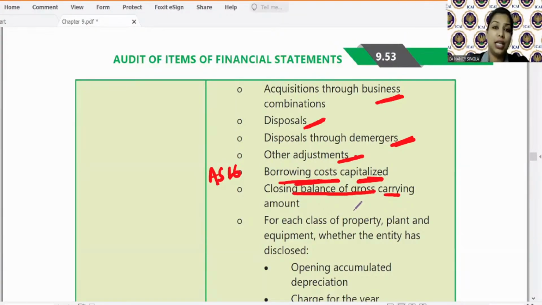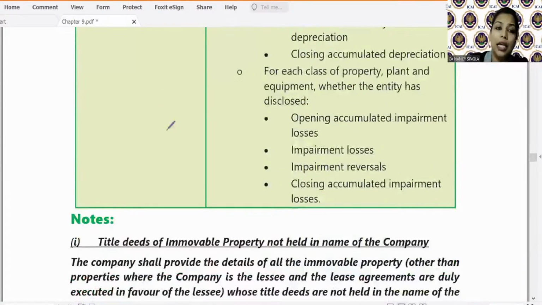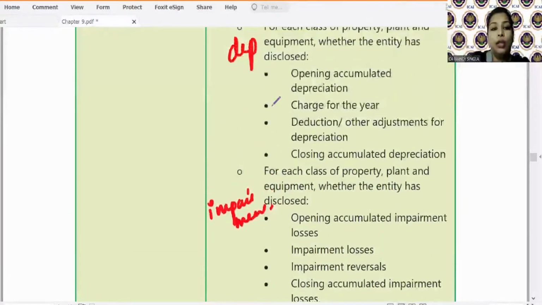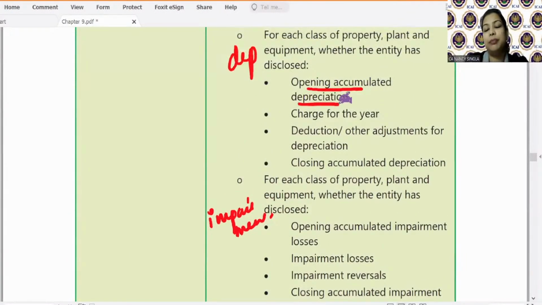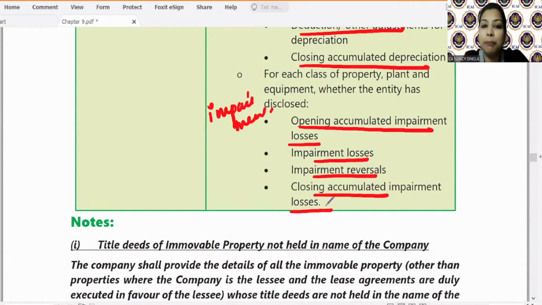Also, with respect to each class of the PPE, the company needs to give details of the depreciation and the impairment. Okay. So the company needs to mention the opening accumulated depreciation, the charge for the year, any deduction or adjustment during the year, and the closing accumulated depreciation. Same way with respect to PPE, whether the entity has disclosed opening accumulated impairment losses, impairment during the year, impairment reversals, and closing accumulated impairment losses. Is it clear? ठीक है.